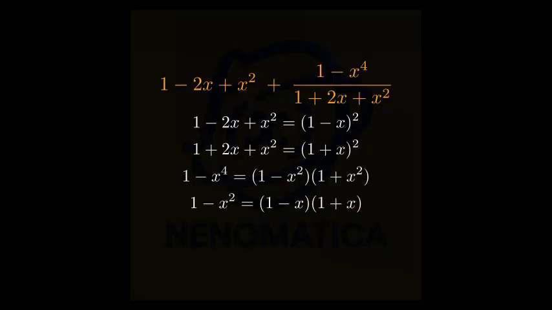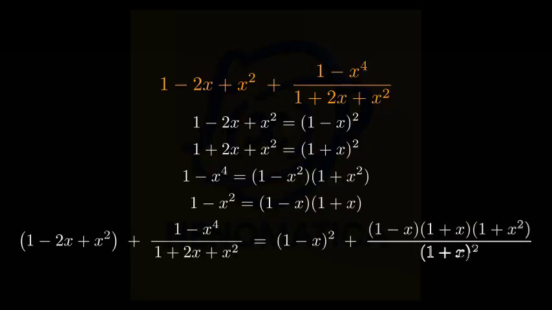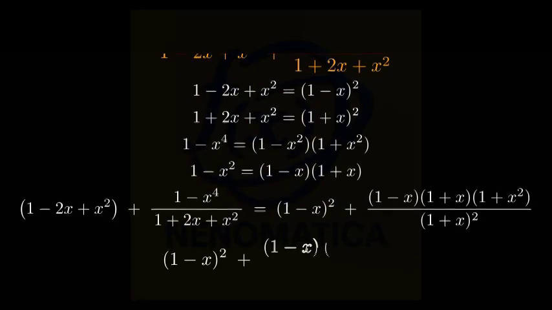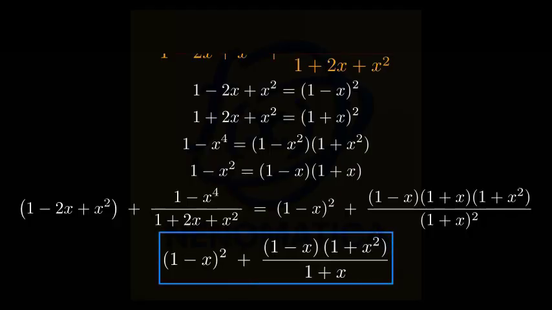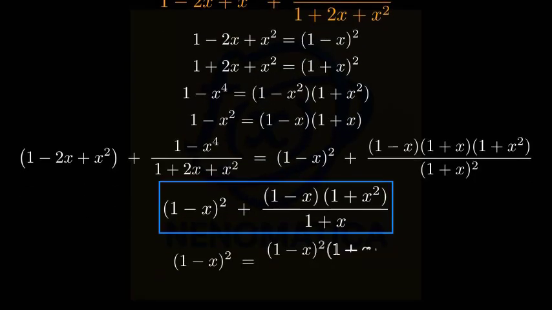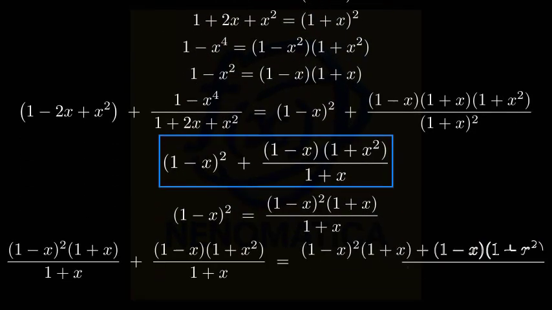Now rewrite the original expression using these factorizations. Replace the two trinomials and 1 minus x to the fourth accordingly. We can simplify the fraction by canceling one factor of 1 plus x in the numerator and denominator. That leaves the fraction as 1 minus x times 1 plus x squared, divided by 1 plus x. To add these two terms, use a common denominator of 1 plus x. Write the first term as the same numerator divided by 1 plus x, multiplying top and bottom by 1 plus x.